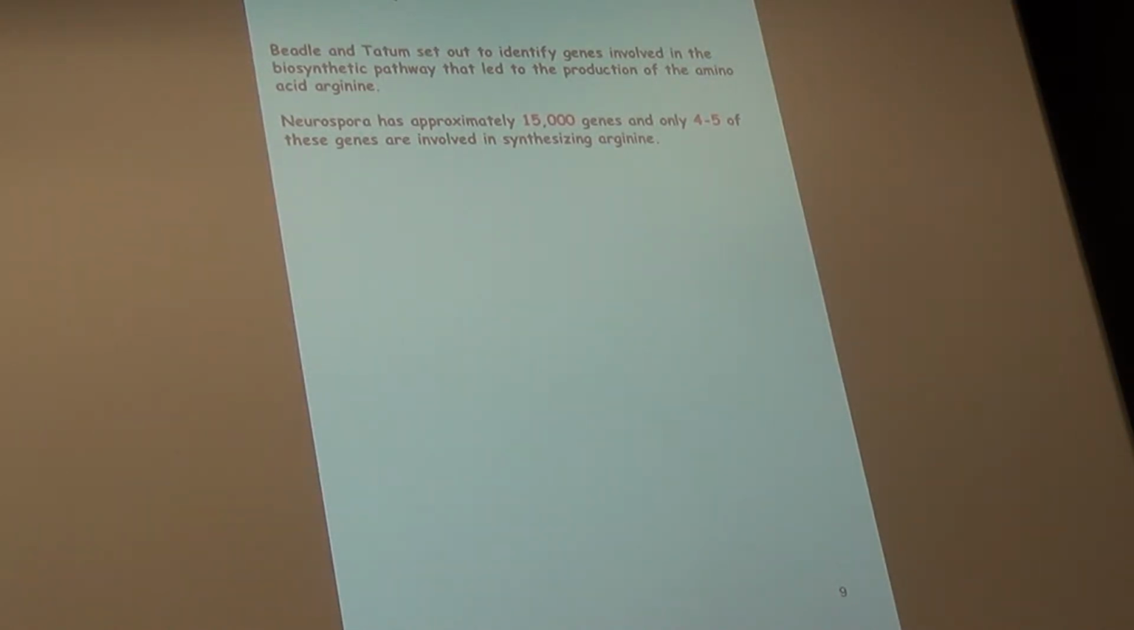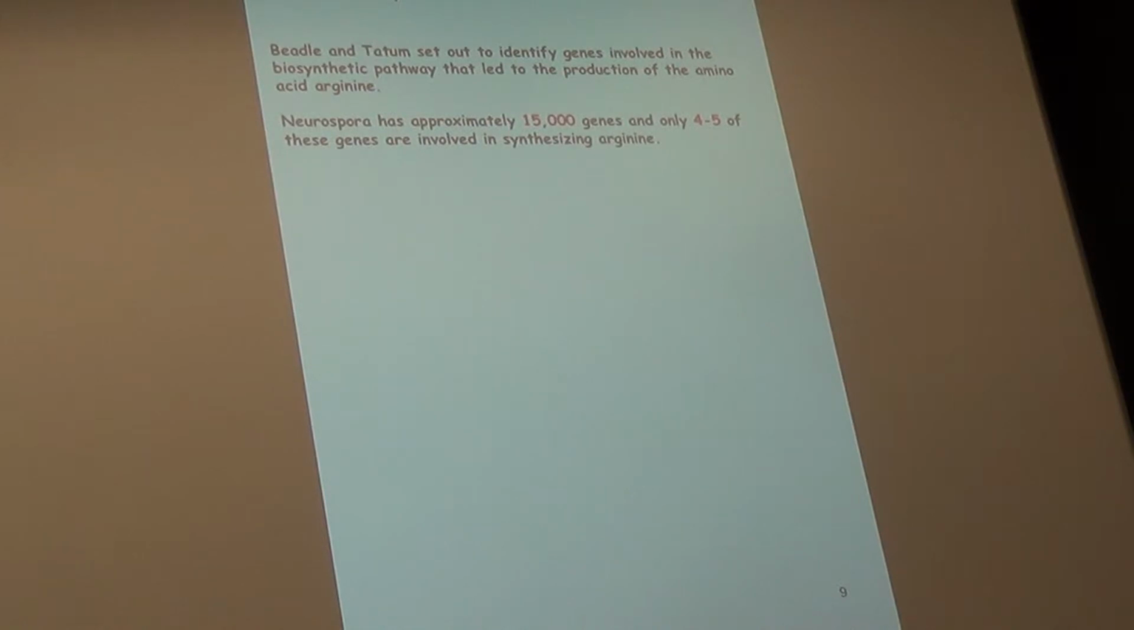And what Beadle and Tatum basically decided was they were going to take Neurospora. It has about 15,000 genes, and only a few handful of genes are required for making arginine. So in this collection of 15,000 genes, they had to find a few genes, 3 or 4 genes, that when mutated would stop the cells from making arginine. That was the challenge in the 1940s.